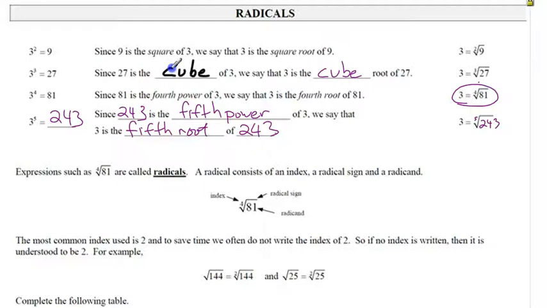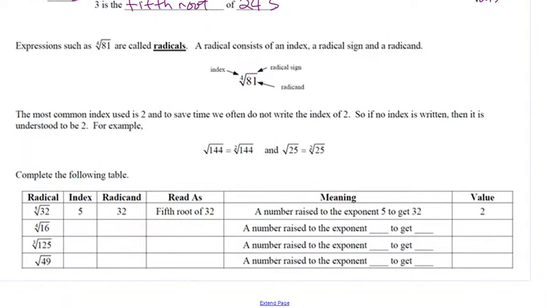The most common index used is 2, right, for square roots. And to save time, we often do not write the index of 2, or like we never write the index of 2. So if no index is written, then it is understood to be 2. So for example, the square root of 144 is equal to the square root of 144, right? The 2, but we don't write the 2. Or root 25 implies the square root of. Well, I see the little bar moving at the bottom, so I hope so. If not, well, it'll just be filling stuff in.